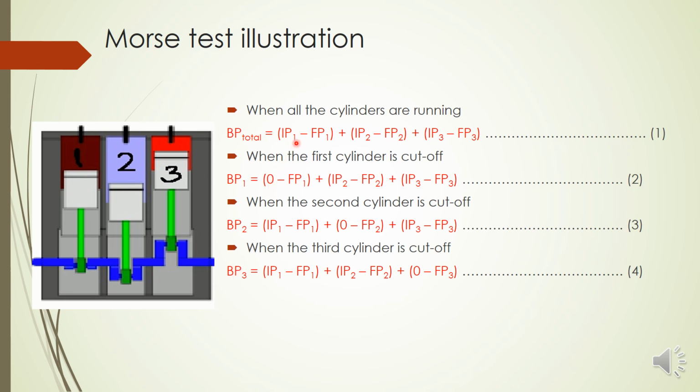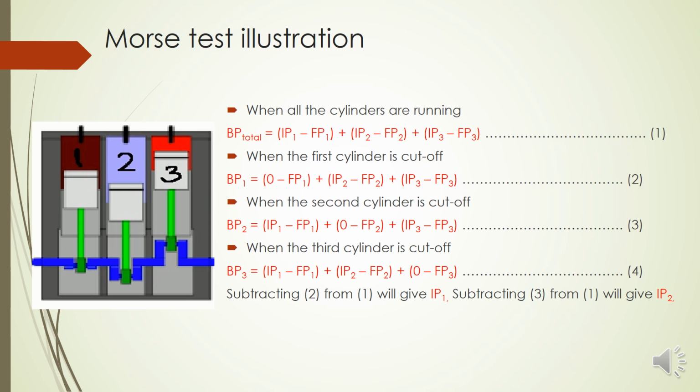Now to find the frictional power using these 4 equations, it's very easy. You just subtract equation 2 from 1. So subtract 2 from 1, what will we get? That is BP total minus BP1. BP total has some numerical value. So BP total minus BP1. On the right hand side, what will be remaining? Only IP1 will be there. So subtracting 2 from 1, we will get IP1.